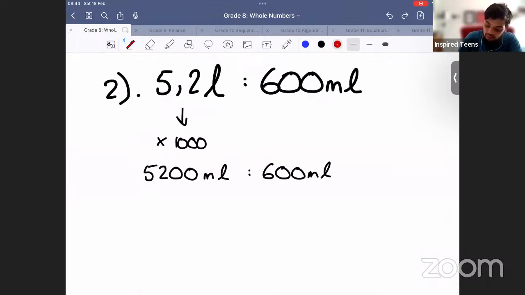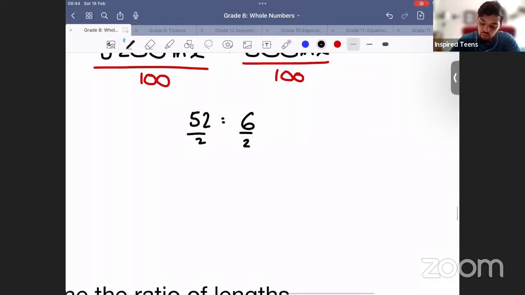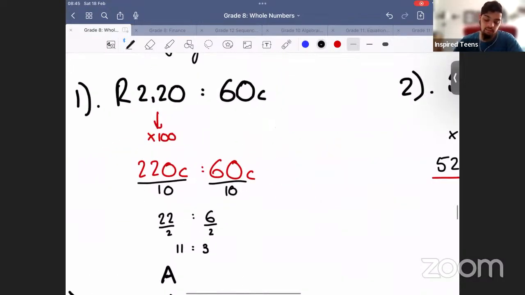Okay, so I'm going to divide both of these by 100. When I divide them both by 100, the zeros disappear. So I'm going to get 52:6. Both are still even numbers and both can still be divided by 2, so it's not the simplest ratio. So I can divide them both by 2. I will get 26:3. And I think that is the simplest ratio, 26:3.